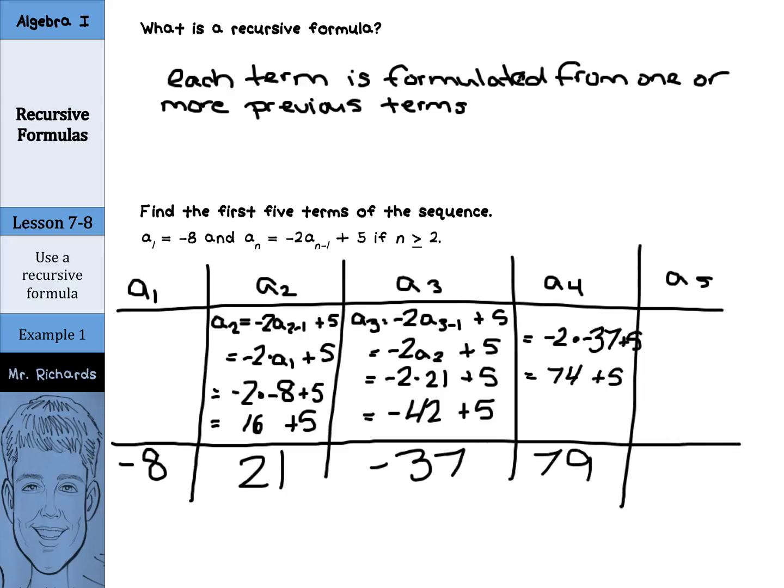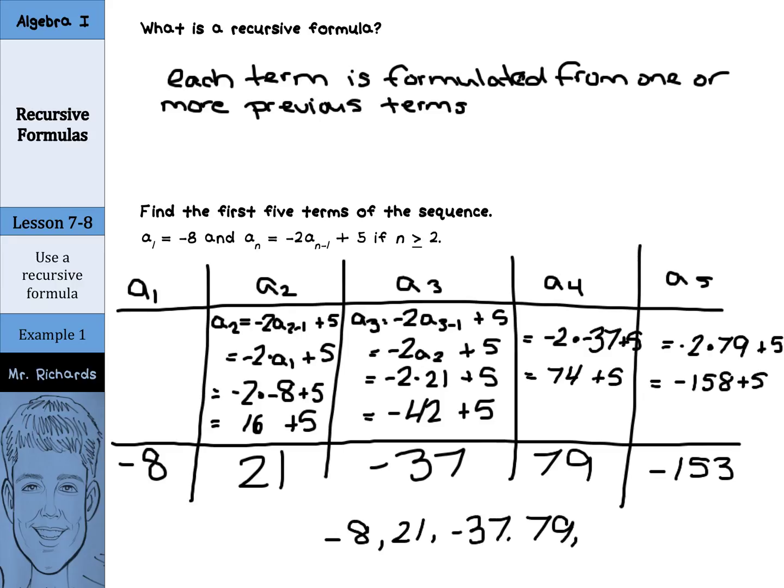And lastly, for the fifth term, we're going to take a look at -2 times our fourth term, which is 79, plus 5. -2 times 79 is -158, plus 5 then is -153. So, what are the first 5 terms of the sequence? -8, 21, -37, 79, and -153.